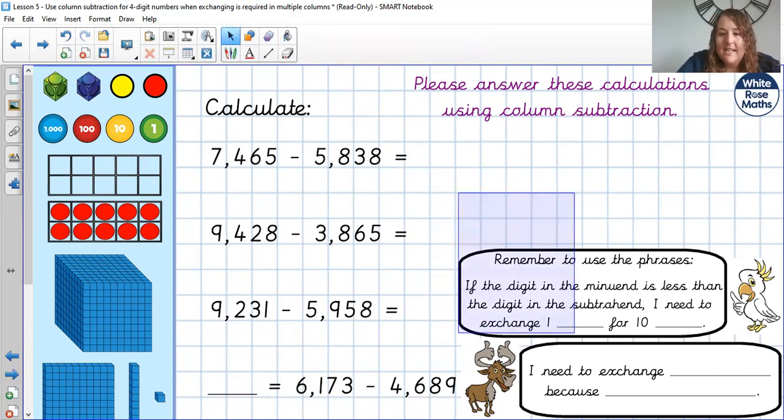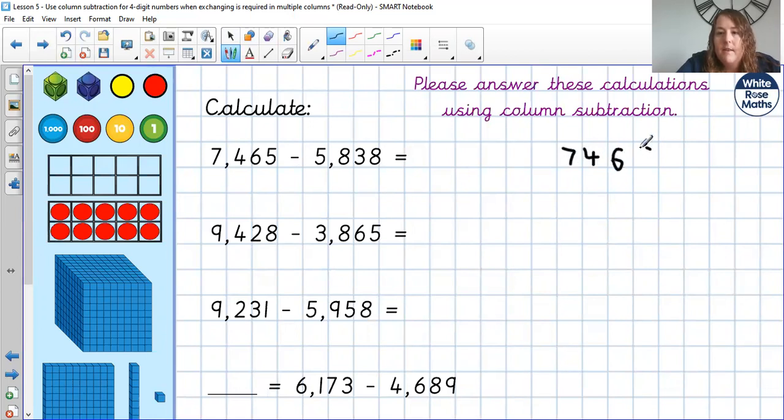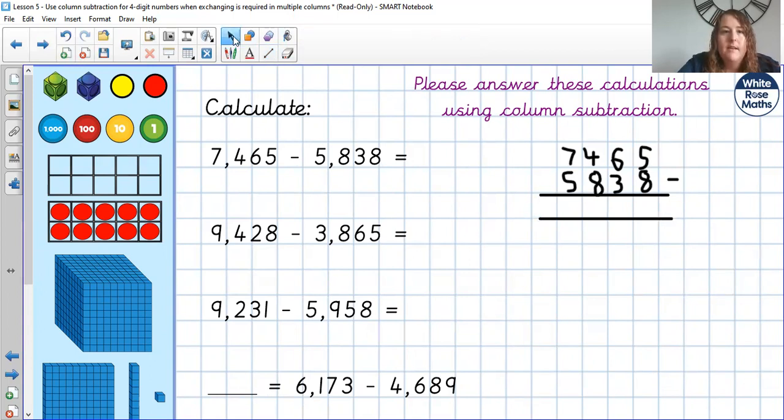Okay then, right, let's get started. So I'm going to get rid of my Colin Coco for a moment so I can use the space. And I have 7,465. And I'm subtracting 5,838. So making sure I've got 1 number in each box. And then making sure I've got my ruler line for my subtraction and my subtraction sign as well.